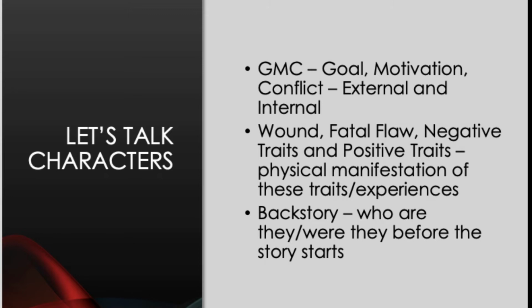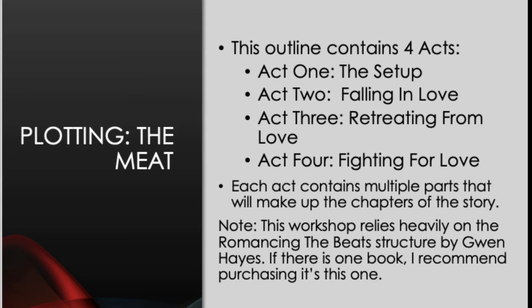Now that you've got your characters plotted out, we get into the plotting of the story. This is the meat. This outline is going to contain 4 acts. Act 1, the setup. Act 2, falling in love. Act 3, retreating from love. Act 4, fighting for love. Each act contains multiple parts that will make up the chapters of the story.